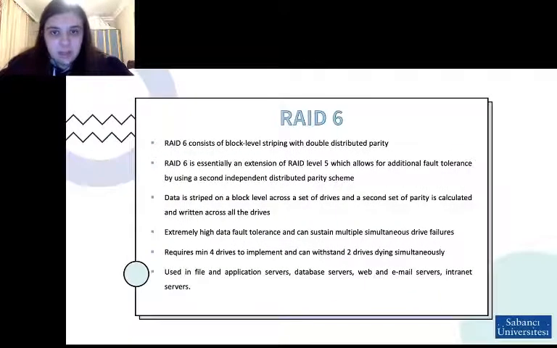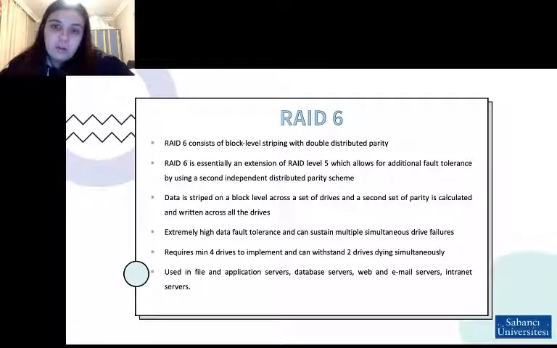And finally, we have our last level, RAID 6. RAID 6 consists of block level striping with double distributed parity. RAID 6 is essentially an extension of RAID level 5, which allows for additional fault tolerance by using a second independent distributed parity scheme, which is called dual parity.